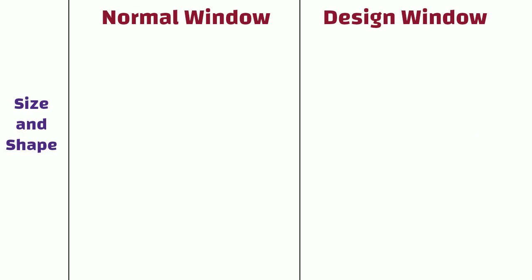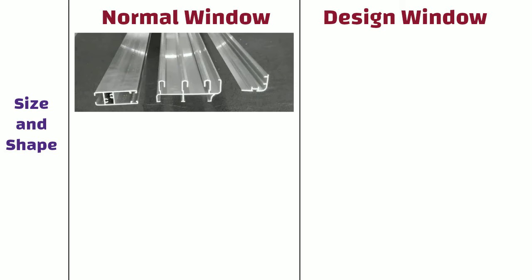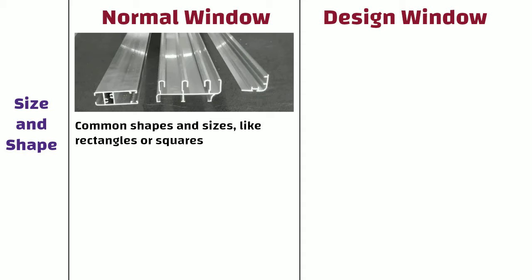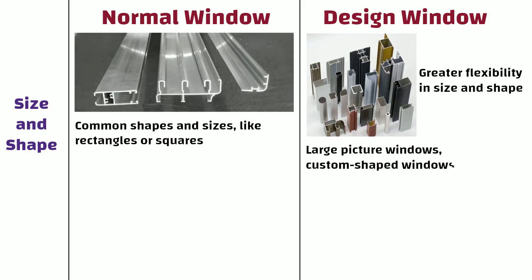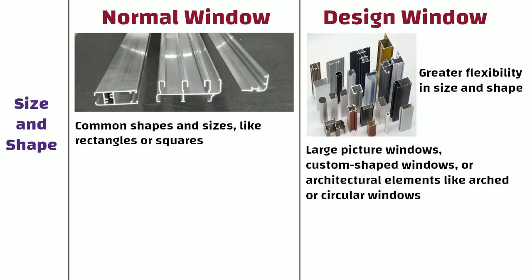Size and shape. Normal windows typically come in common shapes and sizes like rectangles or squares determined by industry standards and building codes. Whereas design windows offer greater flexibility in size and shape. They can include large picture windows, custom shaped windows, or architectural elements like arched or circular windows depending on the architectural design requirements. Material and construction.